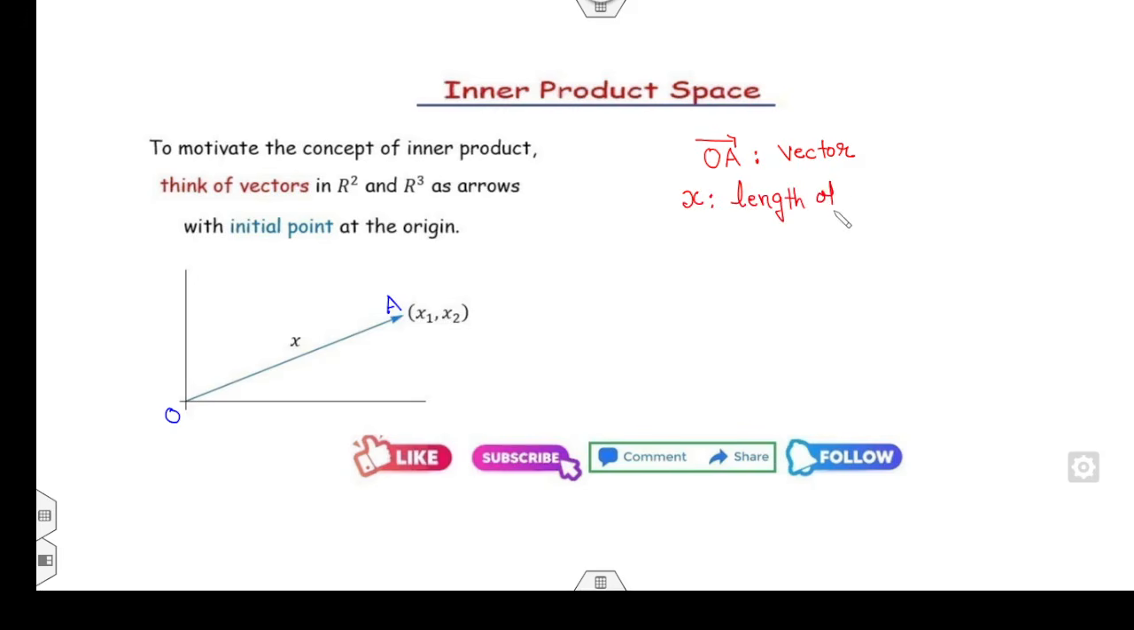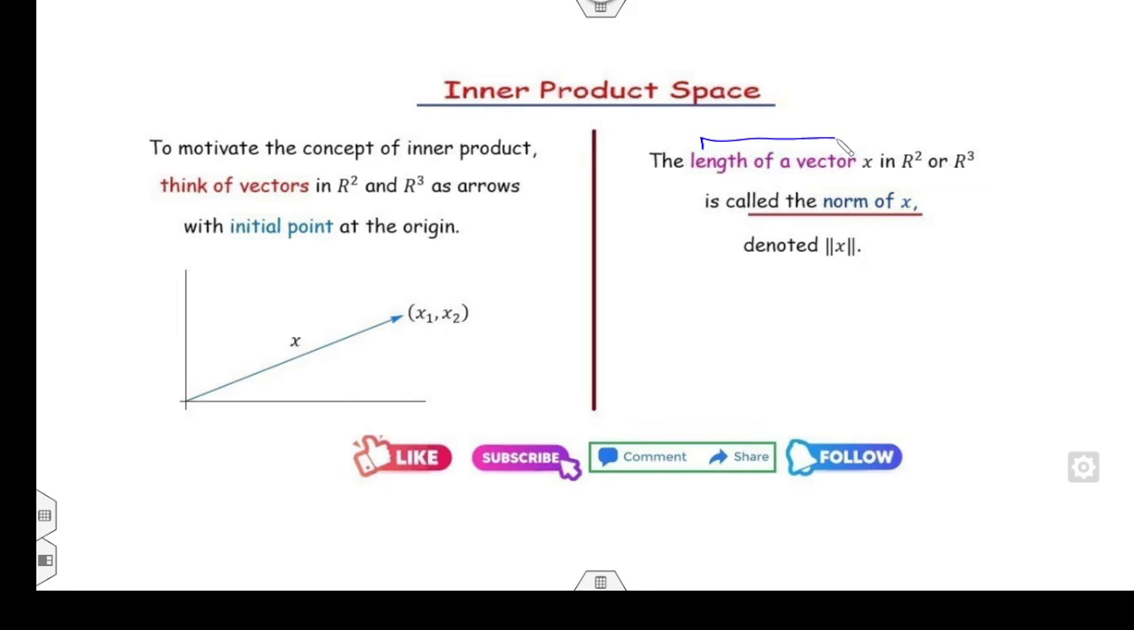So can you find the length of the vector? Definitely you can use the distance formula, and the length of the vector is called the norm. Fine. Whenever we talk about the length of the vector, it is called the norm of x. If I say x is my OA vector, then we can define the norm of the vector. The norm is denoted by these two perpendicular lines. If I write y, then it's the norm of y.